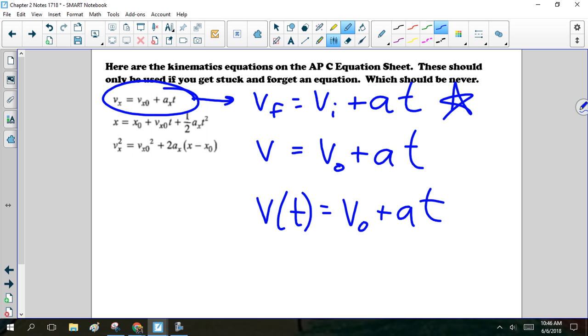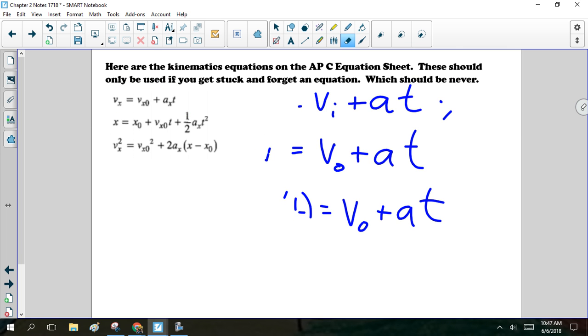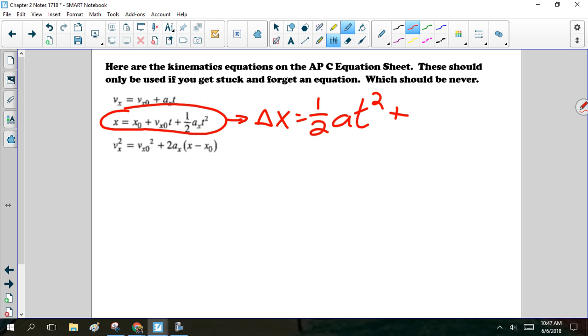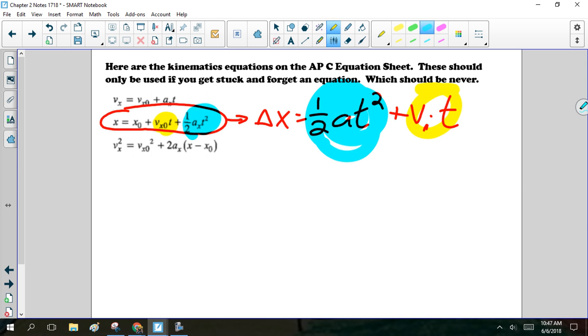All right, next equation. This guy. This is the same as what we usually write as displacement equals 1/2 at squared plus vit. Let's highlight this so you can see what's going on here. Here's vi times t, and 1/2 at squared. And then notice they've got x and x naught.